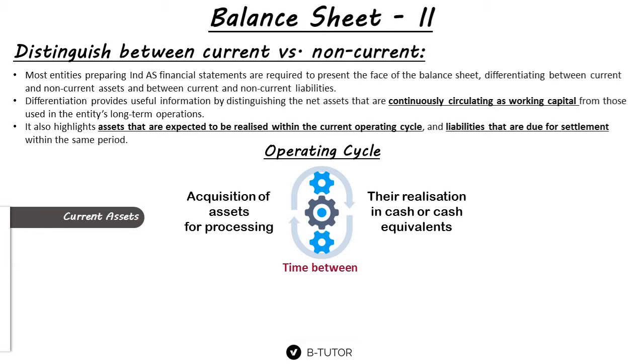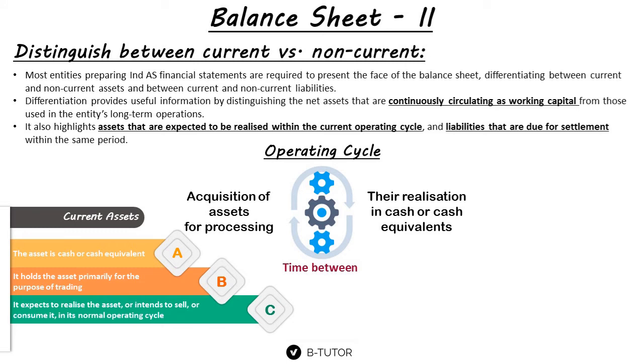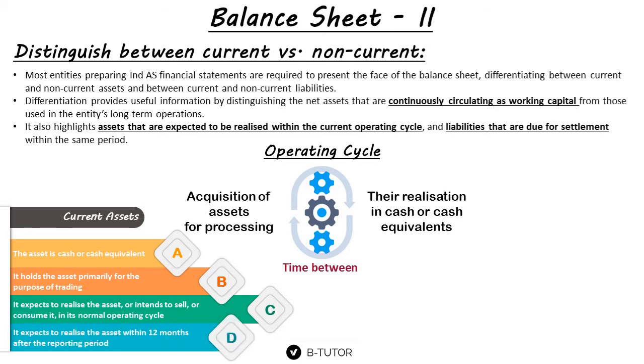Current asset. An entity shall classify an asset as current when the asset is cash or cash equivalent. It holds the asset primarily for the purpose of trading, or it is expected to realize the asset or intends to sell or consume it in its normal operating cycle. Last, it is expected to realize the asset within 12 months after the reporting period. So, any item which is not falling under current assets shall be classified as non-current asset.